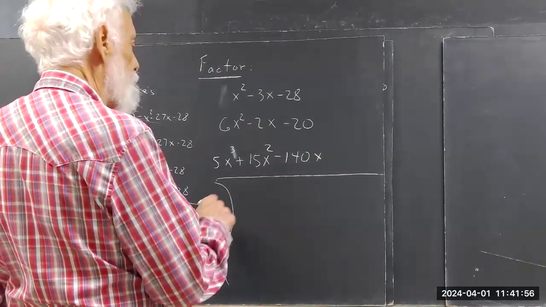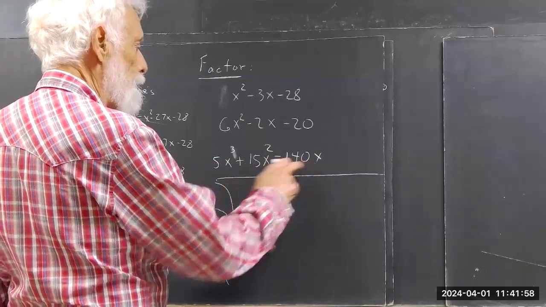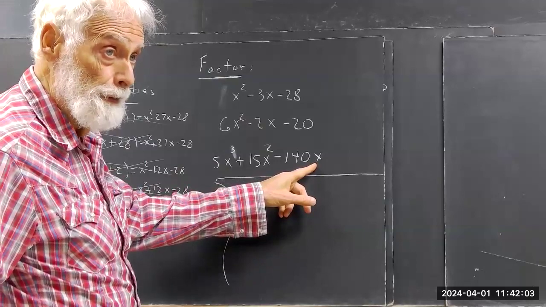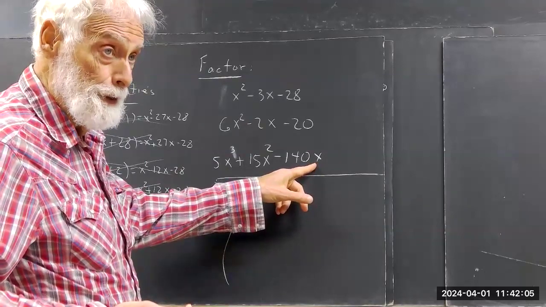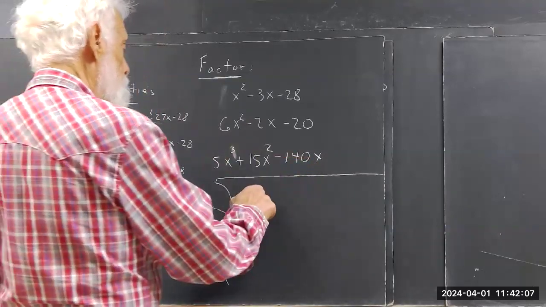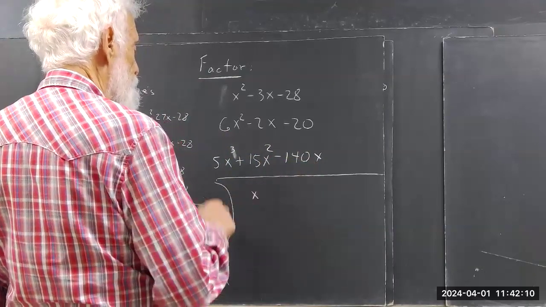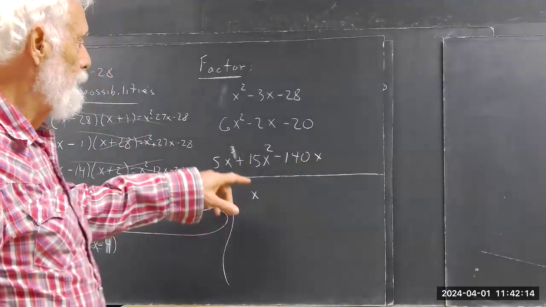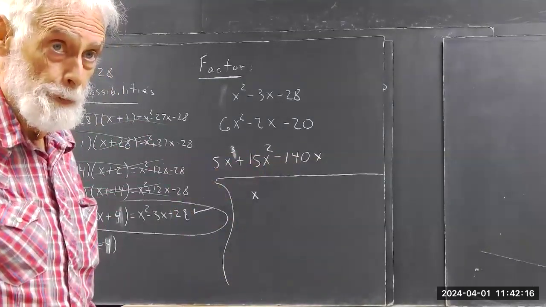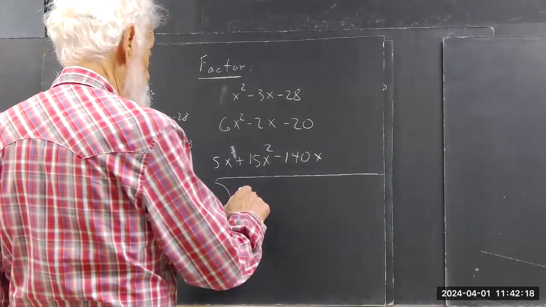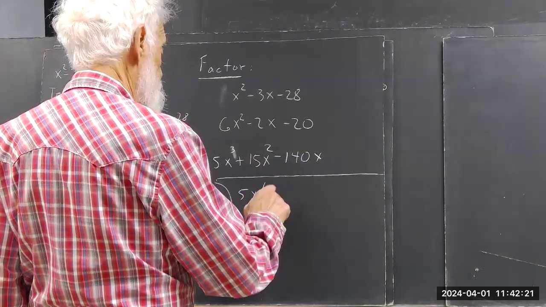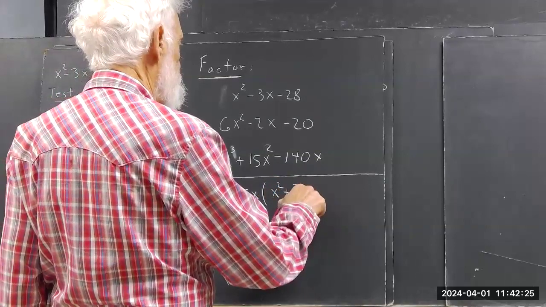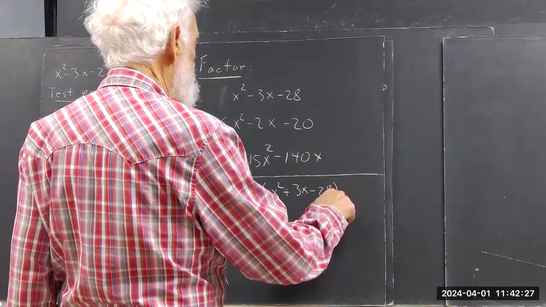And I'm going to observe that now there's an x that's common to all of these. Now there's not an x squared because this x doesn't have a square on it, okay? But I can factor out x. And also every number here is divisible by 5. It's easy to see that. The number ends in 0 or 5, it's divisible by 5. So we've got 5x times x squared plus 3x minus 28.